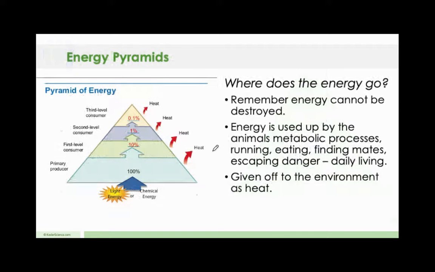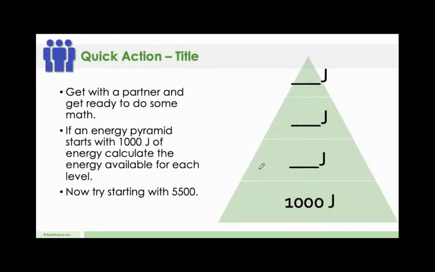So as we look at our energy here, this says get with a partner to do some math. We're just going to do this right here. If an energy pyramid starts with 1,000 joules, calculate the energy available for each level. So if we start out with 1,000, remember, we're losing 90%. So only 10% is going to get through there, which means we're going to go from 1,000 to 100. You can simply divide by 10 at each level.